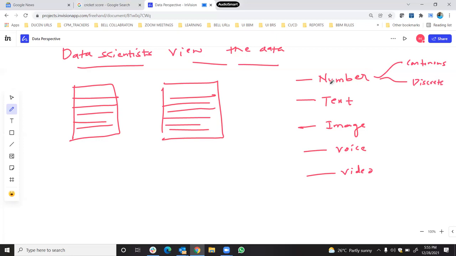And then you will have a category, as in something like male, female, that kind of distinct values. You will have some set of values, and you'll always choose, like, class 1, 2, 3, like that. So that kind of data is what you will typically see. Data is always seen like this.